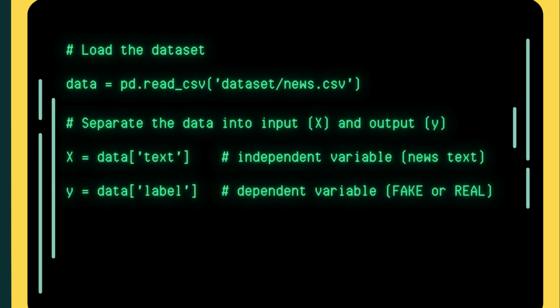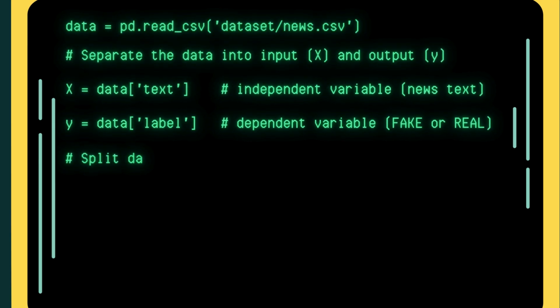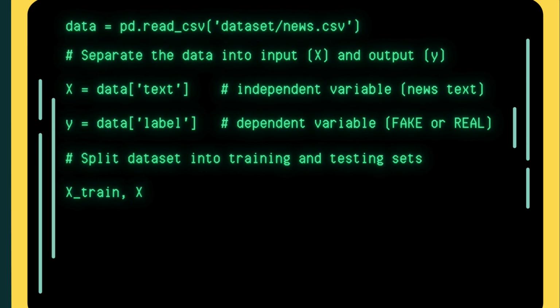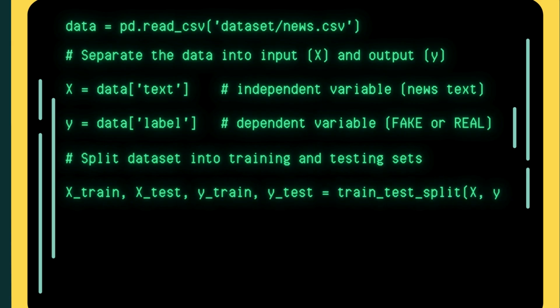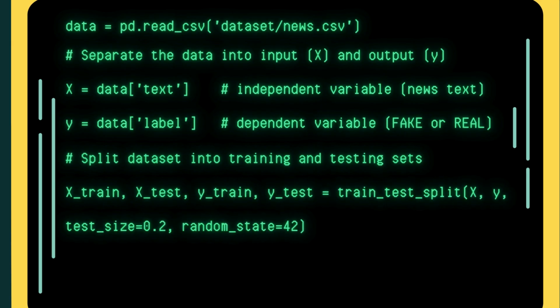We split the data. X contains the text data we'll analyze. Y contains the category labels we want the model to predict. We divide our dataset so the model can learn from 80% and test on the remaining 20%. Random_state equals 42 ensures we always get the same random split each time we run the code.